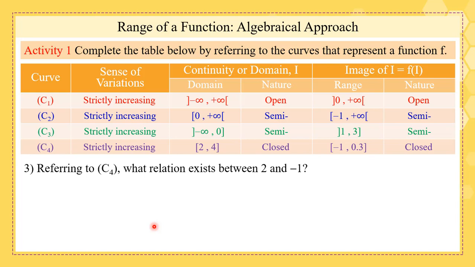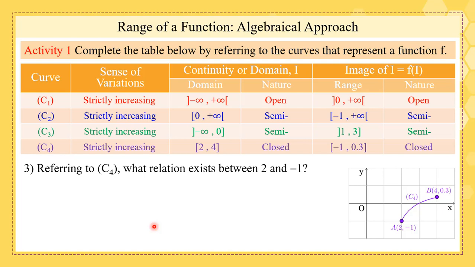Let's continue. We're referring to C4, and this is C4. What relation exists between 2 and negative 1? This is 2, this is negative 1. You can see that f of 2 is negative 1. To get this negative 1, we need to apply an f here.